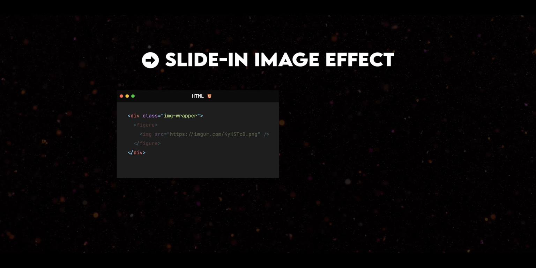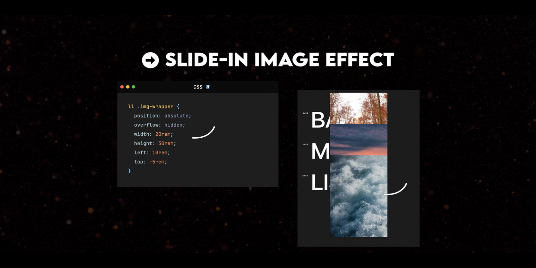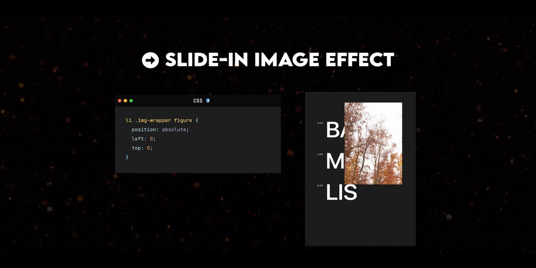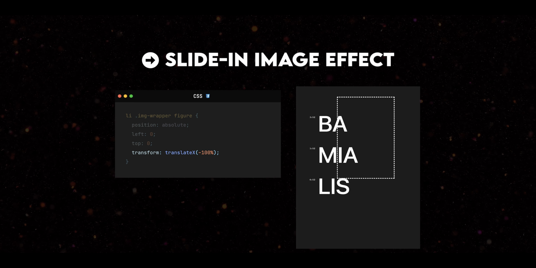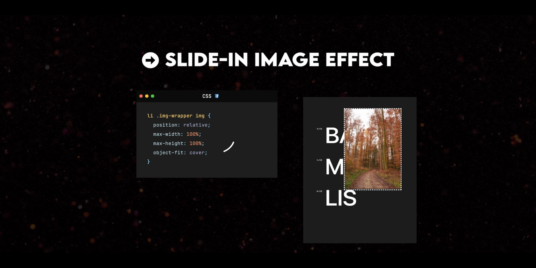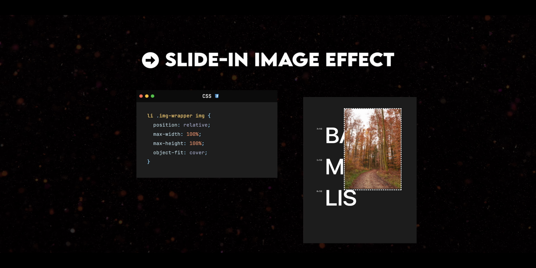Next up, we are giving the image wrapper a makeover. We are locking its position to absolute and capping off the width and height. Next, figure gets the same makeover. Set to absolute and tucked into the image wrapper with an x-axis shifted to -100%. Last up folks, we are setting object fit to cover on the image itself. That way we can showcase the entire image in all its glory.